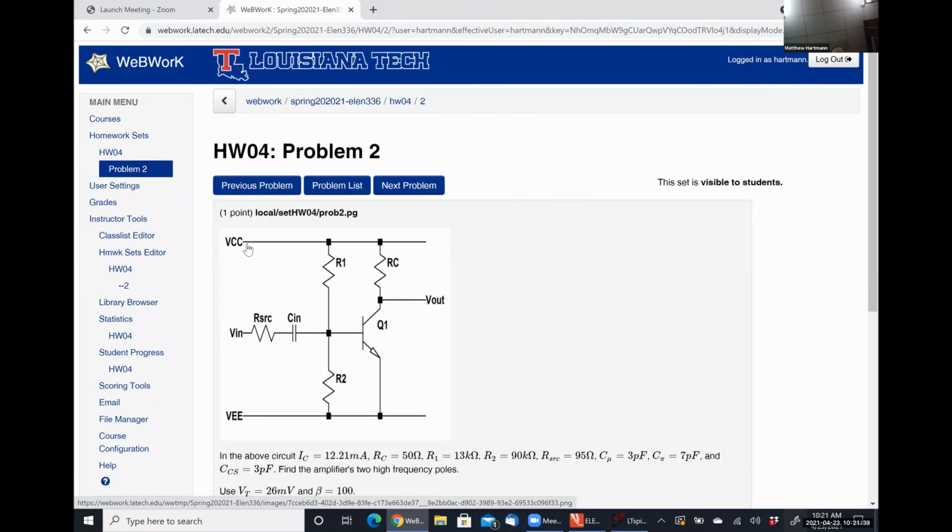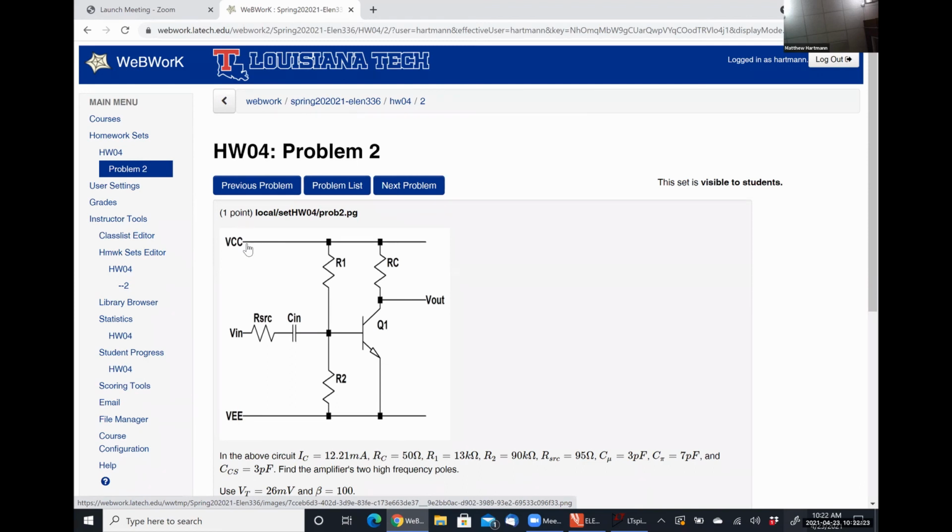If we look at problem 2, we have the exact same circuit, but now we're asked to find the amplifier's 2 high frequency poles. So to be clear here, we're looking for high frequency poles, which means this C_N is actually a short circuit, and we're looking for the poles due to the high frequency capacitances. For this BJT model, there's going to be 3 of them: C mu, C pi, and C_S, collector to bulk.